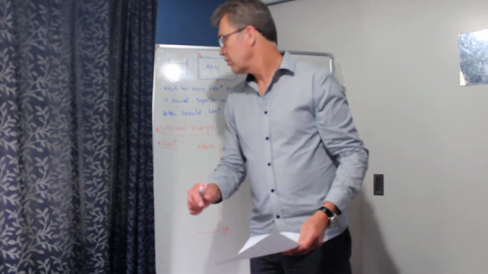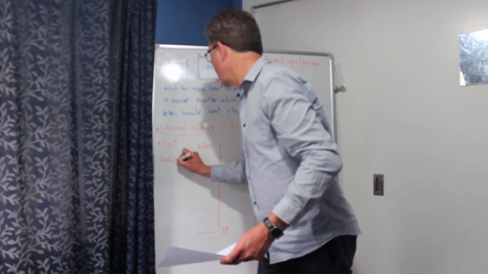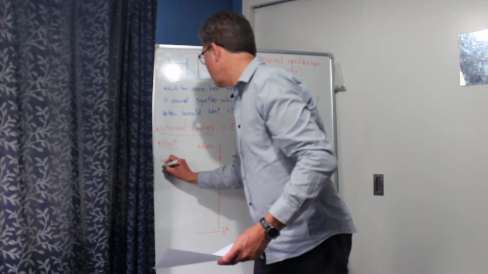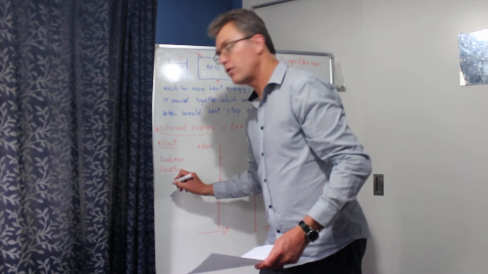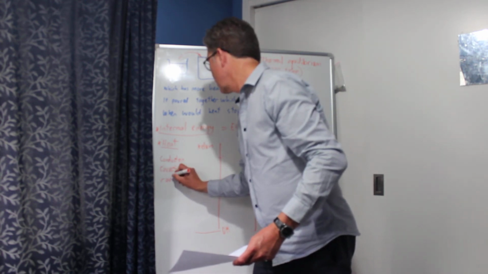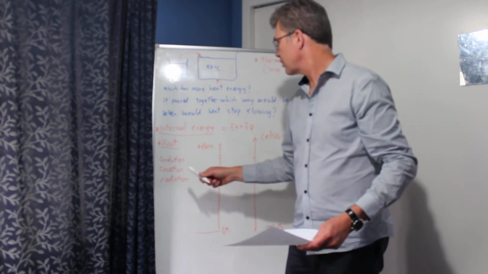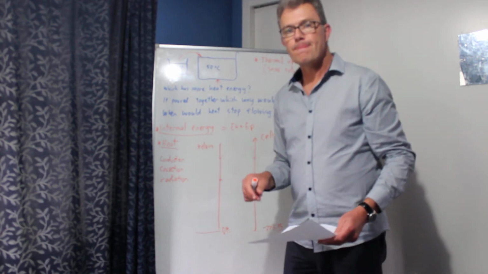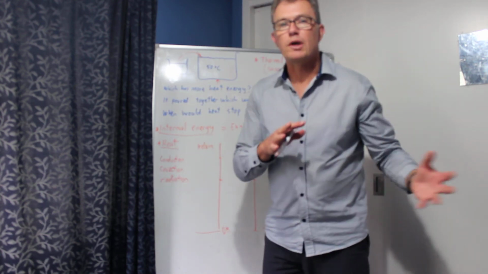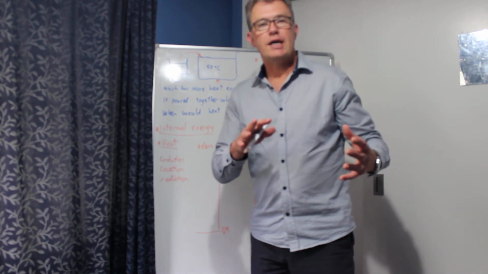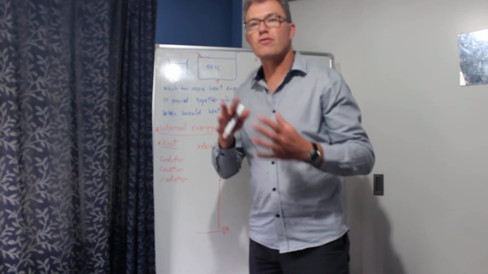And this can happen through conduction, it can happen through convection, or it can happen through that other one, radiation. Heat can flow through any of those three means. But that is the flow of heat. Heat is a flow. It's not the heat energy possessed by a body. It's the flow of thermal energy from one to another.